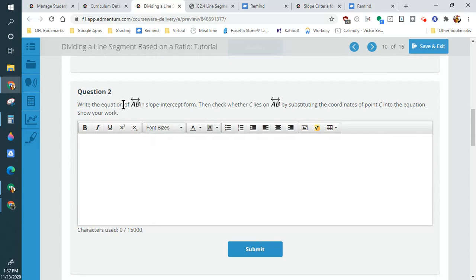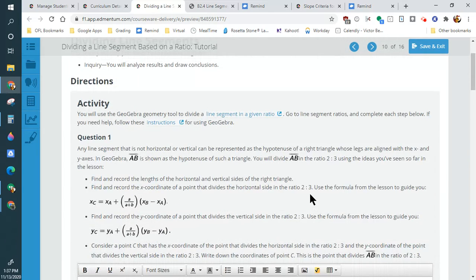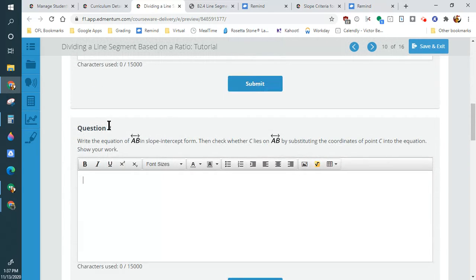Write the equation in slope intercept form by substituting the points in the coordinates. Show your work. Write an equation for AB in slope intercept form, then check if it lies on line C. Okay, so I need to find a formula for this, right? So I'm going to use point slope form to solve this. All right, so point slope form.